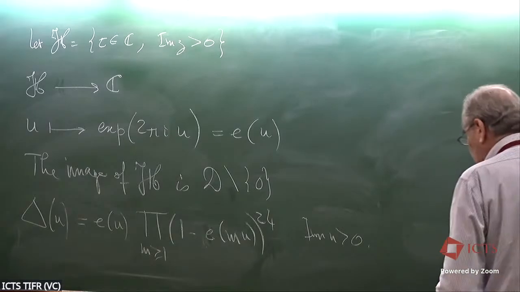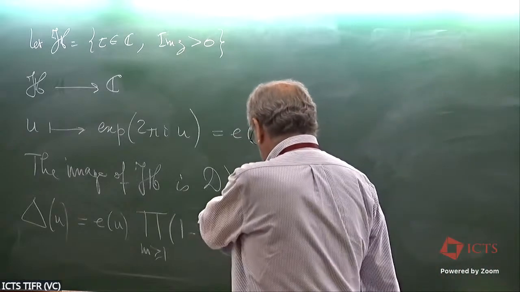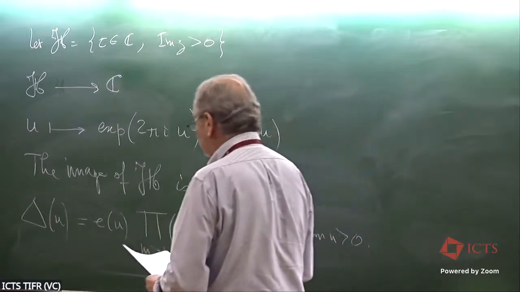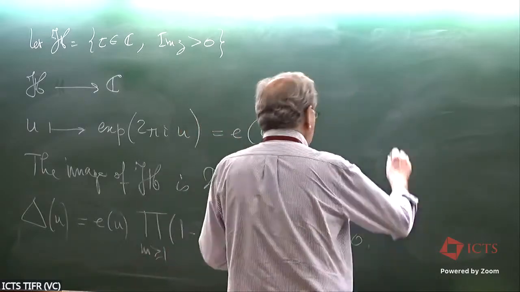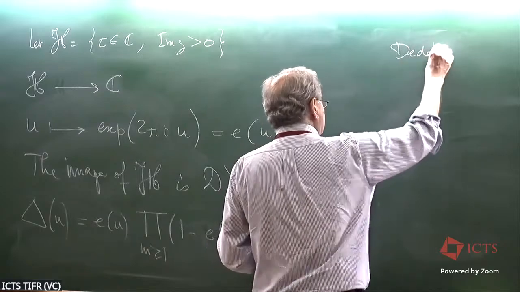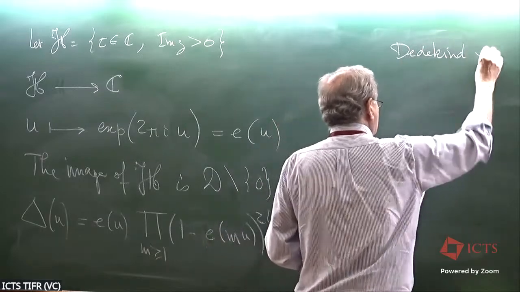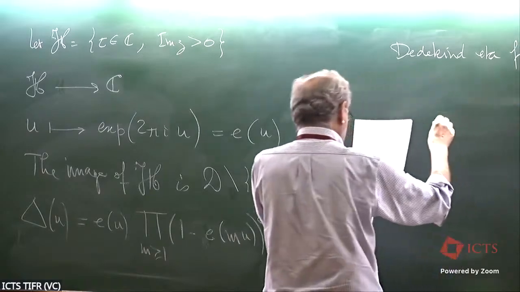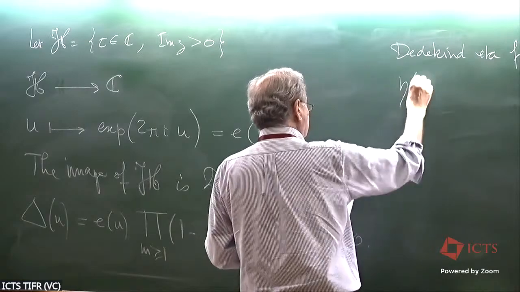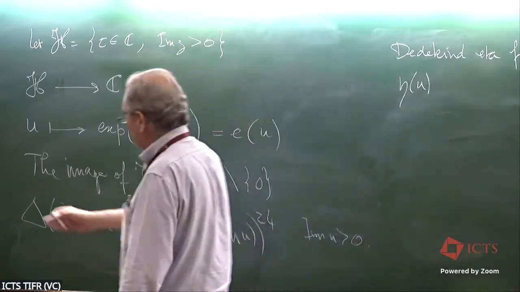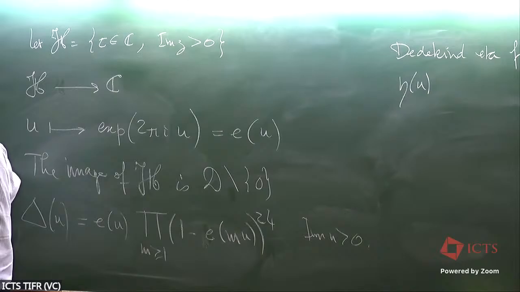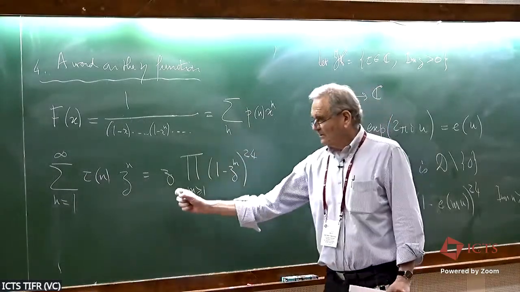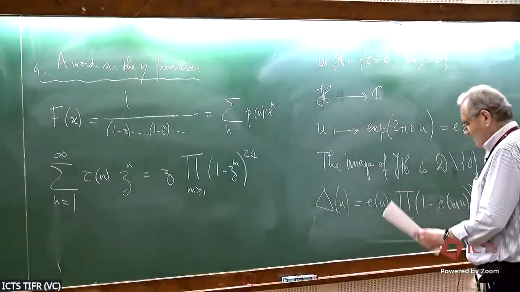Fine. Now, it makes some sense to take the 24th power and to introduce something well done, which will be the Dedekind eta function, eta of u. Of course, taking the 24th power of this is not complicated. The right candidate is this one, but this is where you may be in trouble.